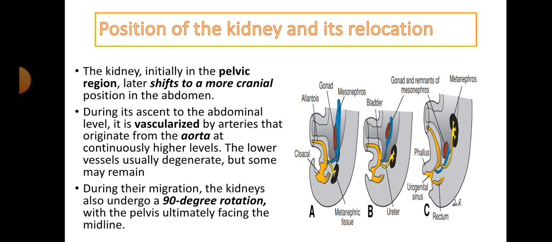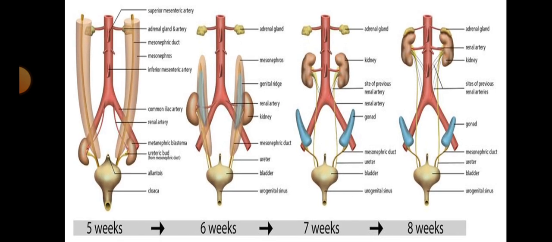Now, during the early phases of migration, the metanephric kidneys regress, whereas the mesonephric ducts never regress. They are retained because they are going to be closely associated with the development of the gonads. Now you can see the timeline of the ascension of the kidney.